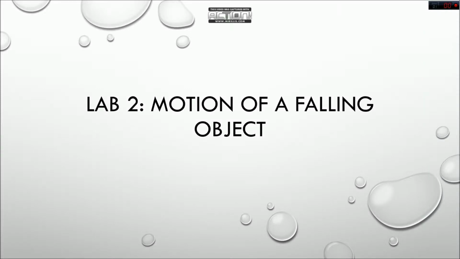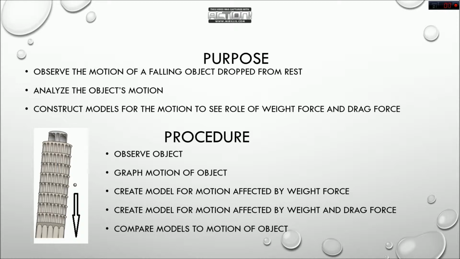In Lab 2, we will be examining the motion of a falling object. The purpose of this lab is to observe the motion of a falling object as it's dropped from rest. We will then analyze the object's motion and construct models for the motion to see the role of weight force and drag force in the object's motion.